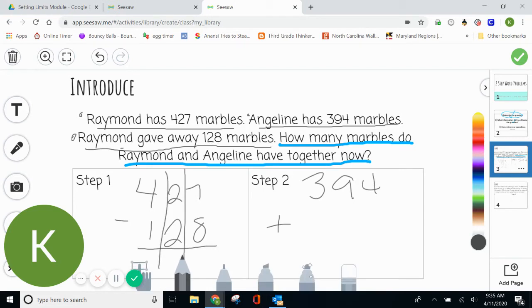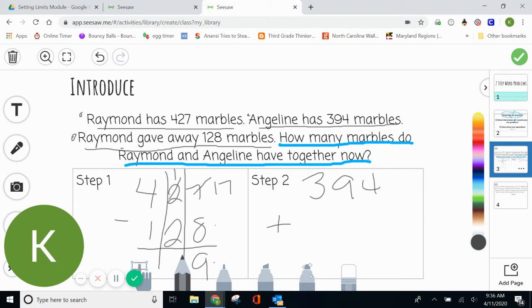427 minus 128. Well, I can't do 7 ones minus 8 ones, so I'm going to have to regroup. That means I'm bringing over 10 ones, or 1 ten. So now I have 17 ones. Because I gave away a ten, I'm left with 1 ten. 17 ones minus 8 ones is going to be 9 ones. If I wasn't sure, I could check that by doing 9 plus 8. 9 plus 8 is 17, so I know I'm correct.